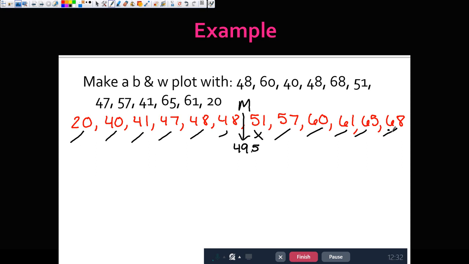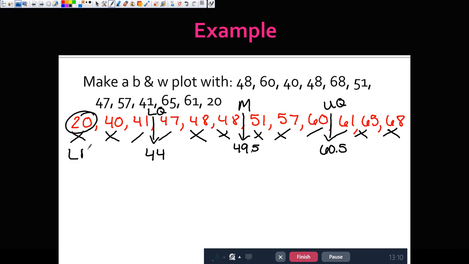So I'm going to scratch off 51 through 68, and then again, I'm in between 60 and 61, so that would be 60.5. And that is my upper quartile. Then we're going to do the same thing to find my lower quartile. That's in between 41 and 47, which would be 44, and that would be my lower quartile. Now we need to identify our upper and lower extremes. My lower extreme is 20, and my upper extreme is 68.